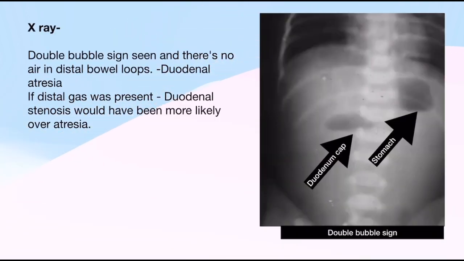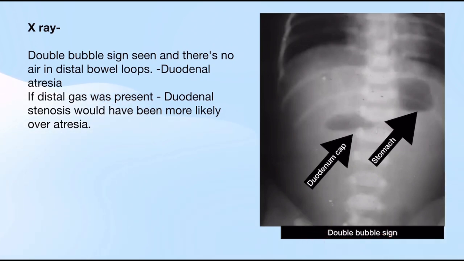Now one by one we will see them again. So what is this? This is an X-ray showing double bubble sign. This is dilated stomach, this is duodenal cap, and there is no air in distal bowel loops, no air. So this is double bubble sign and it represents duodenal atresia.